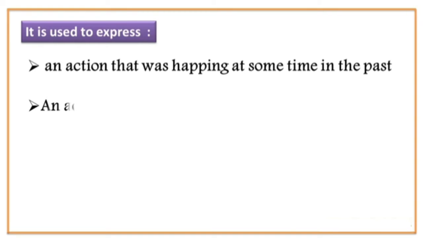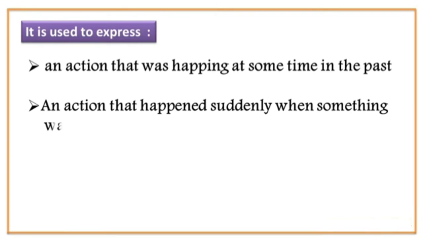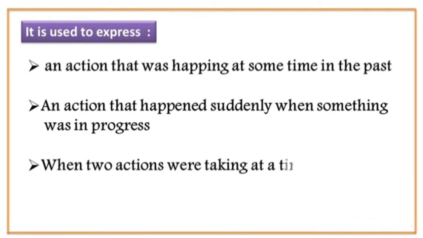Past continuous tense is used to express an action that was happening at some time in the past, an action that happened suddenly when something was in progress, and when two actions were taking place at a time in the past.